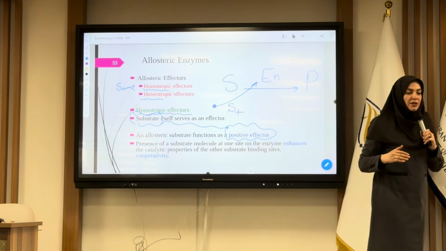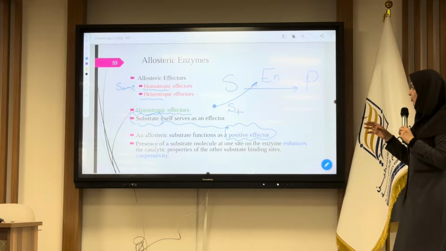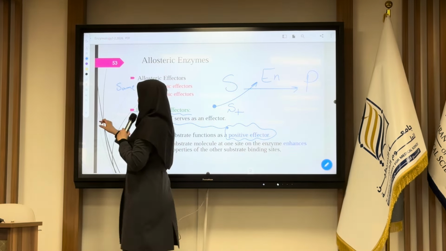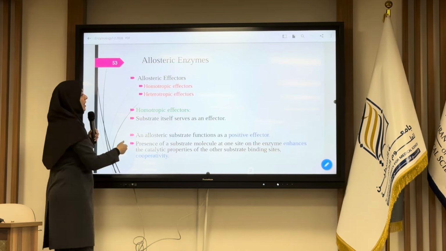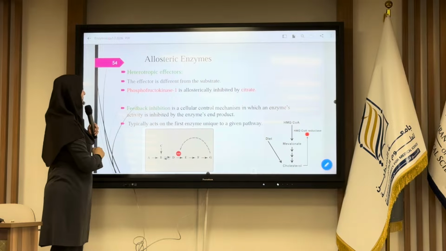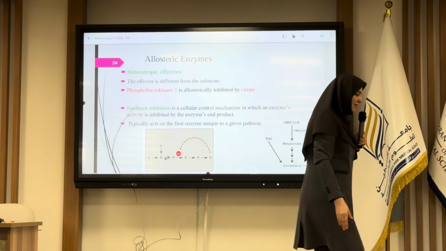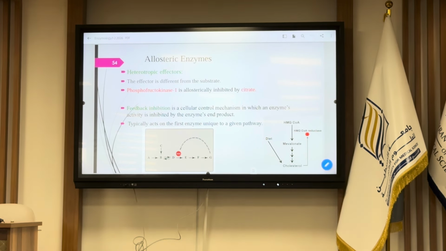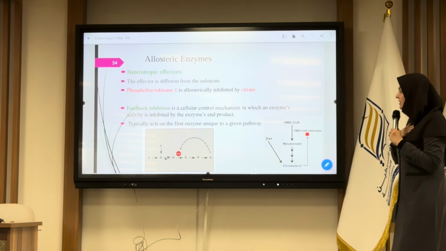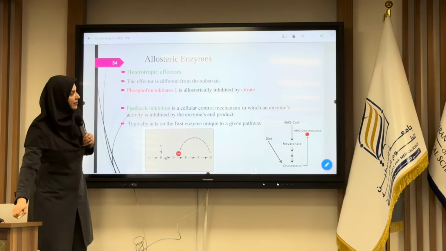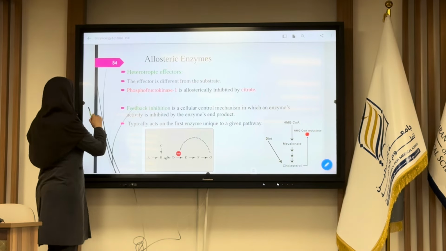Yes. So when your substrate is similar to your effector, it is a homotropic effect. This is the simplest way to describe homotropic. But what about the heterotropic effect? Heterotropic means another molecule. For example, your glucose is the substrate, and a molecule that would control its activity is, I don't know, citrate or malonate. The nature is different from the substrate, okay? So heterotropic means other type.